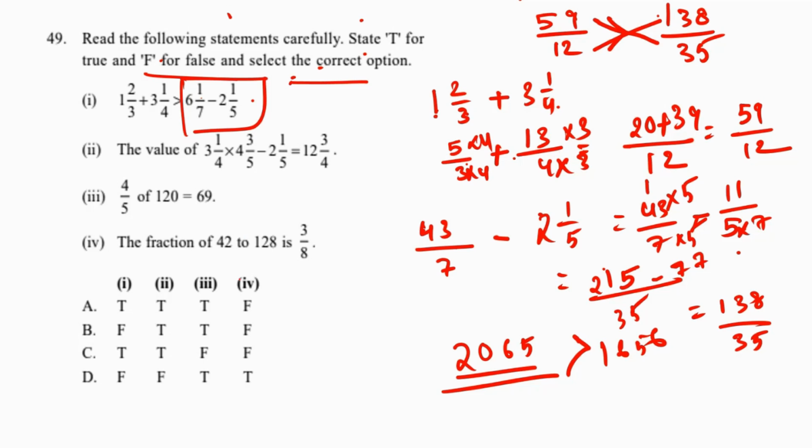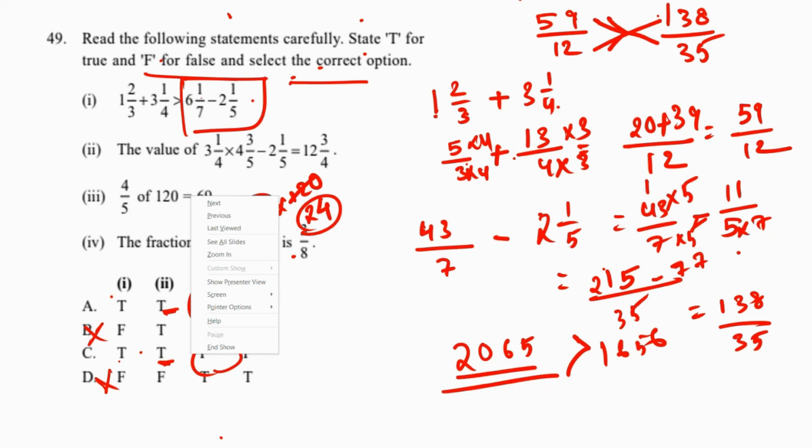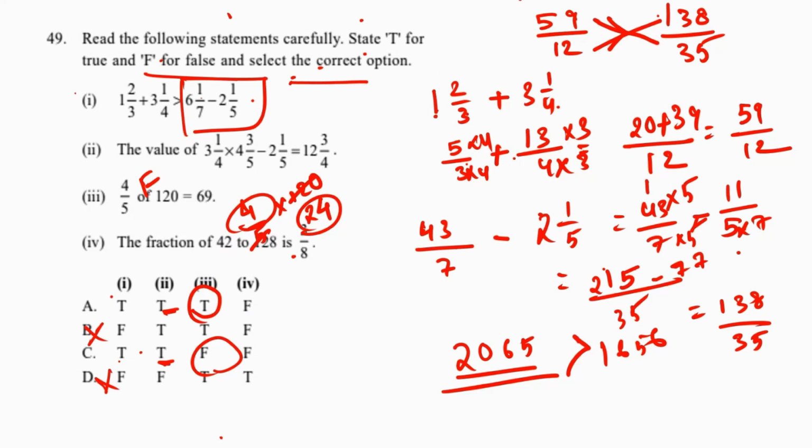Next, moving on to the last one. So we know our possible answers are either C or A. Both of them say the second one as true. So that's not required. If we just find out the third one, since they have different answers, we would be able to figure out our answer. So 4/5 of 120 is 24 times 4. Is it 69? No, it isn't 69. So that means this is false. So true, true, false. Option C is the answer that we require.